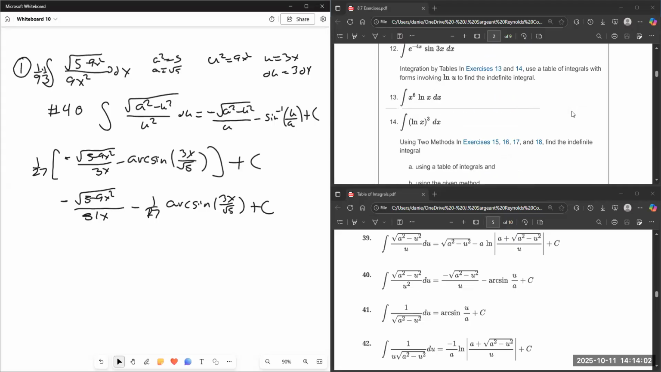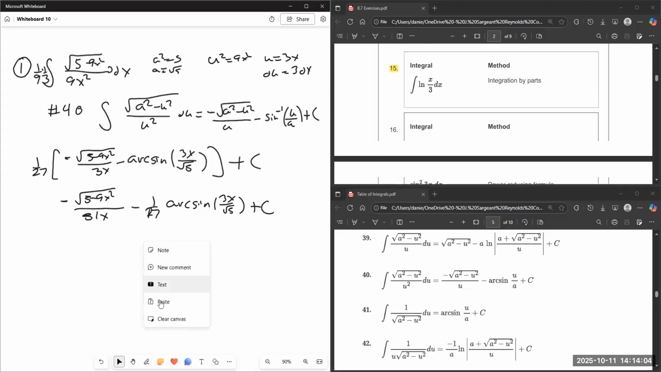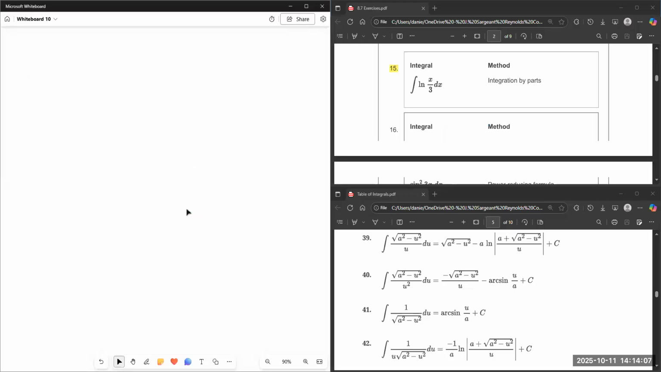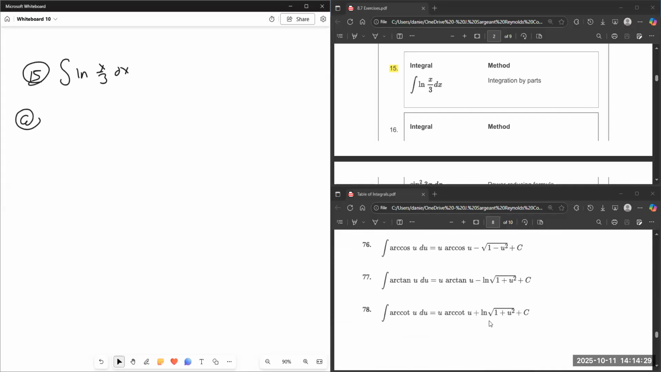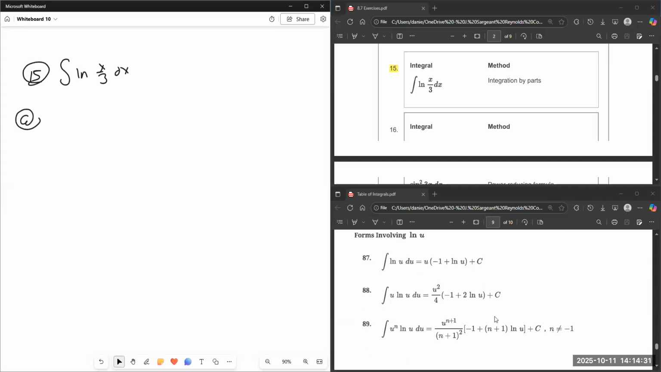So let's go ahead and look at 15. It says that we have the integral of ln of x over 3 dx, and they want us to use the table of integrals first, and then they want us to solve by integration by parts and see that we get the same answer. So I'm going to be looking at table number 87. I'm just going to help you not have to hunt so much here because I've already done the hunting for you. So I'm using formula number 87.